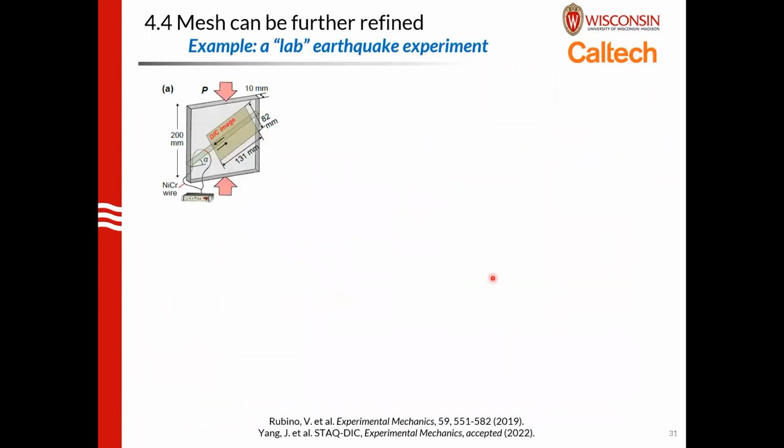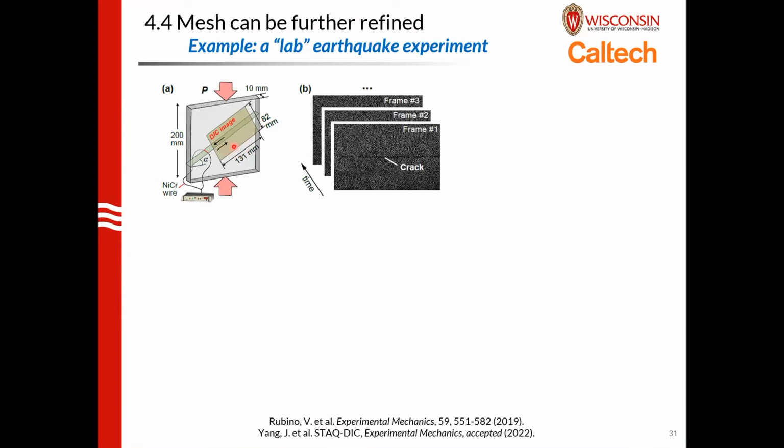So for example, this is the experiment from Professor Rosakis and Dr. Vito Rubino. They do the earthquake, the in-lab earthquake. So they use some plate here, right? They use these experiments to mimic what really happens in an earthquake. Actually, this is also the mode 2 fracture, but at very high speeds.